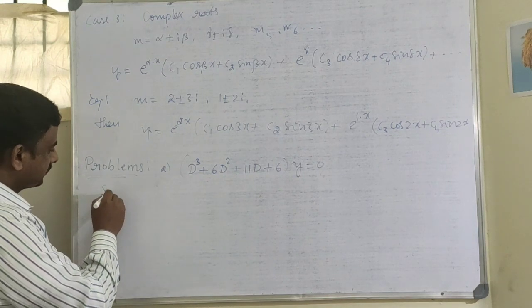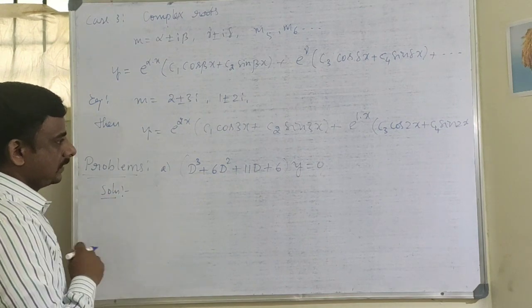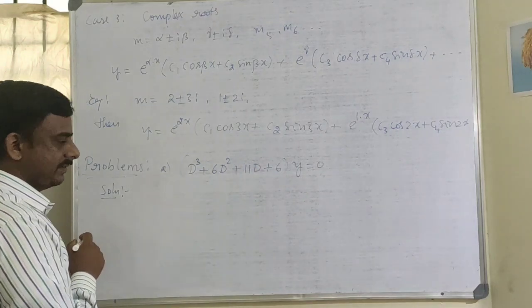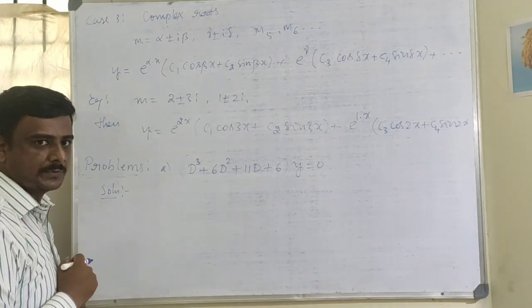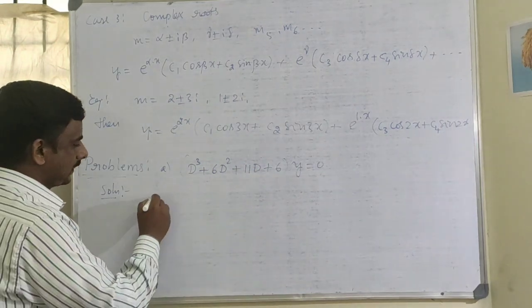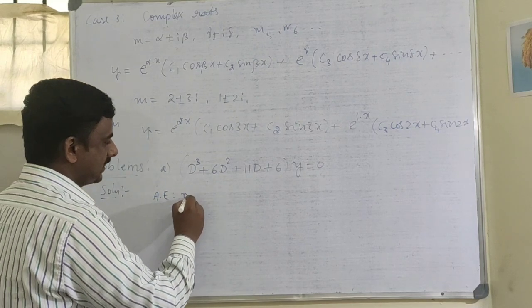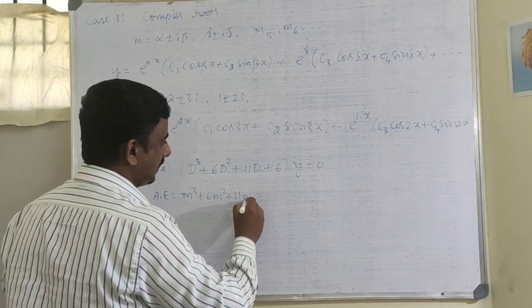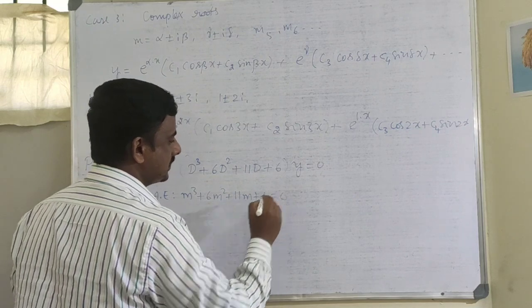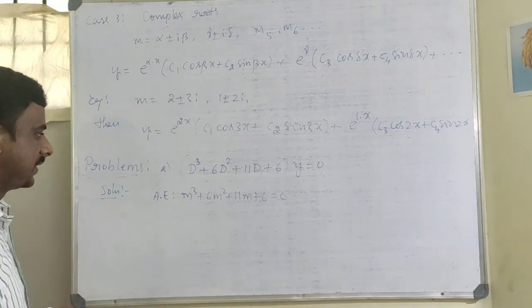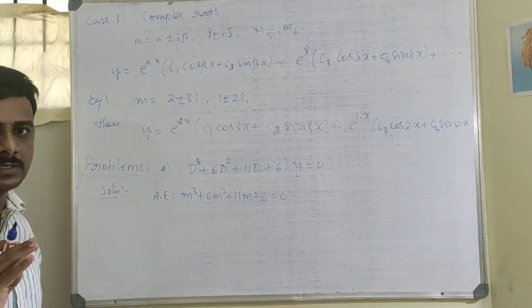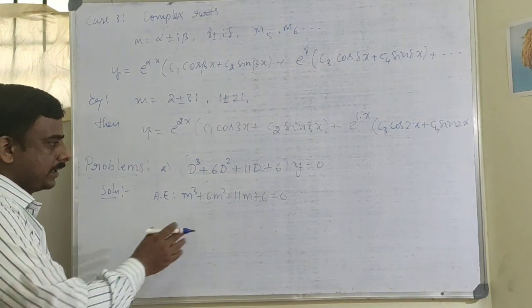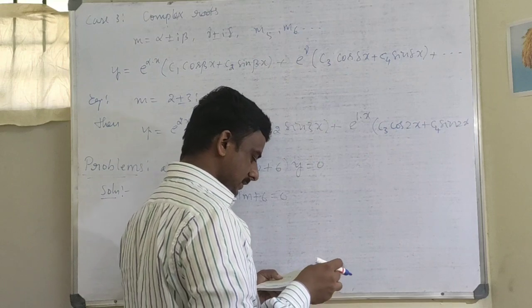Solution. First you should write the given equation. I am not going to write here, so directly I will write the auxiliary equation. Auxiliary equation is m cube plus 6m square plus 11m plus 6 equal to 0. Now I have to solve this equation. To solve this equation, either you can use calculator or you can solve this by synthetic division method.